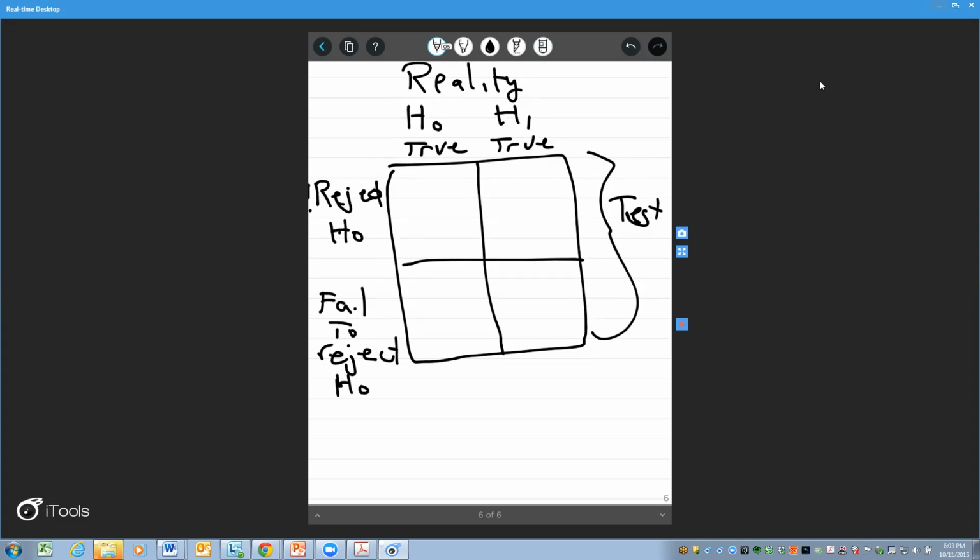There we go. So if the null hypothesis is true and we fail to reject it, then we've made a correct decision.